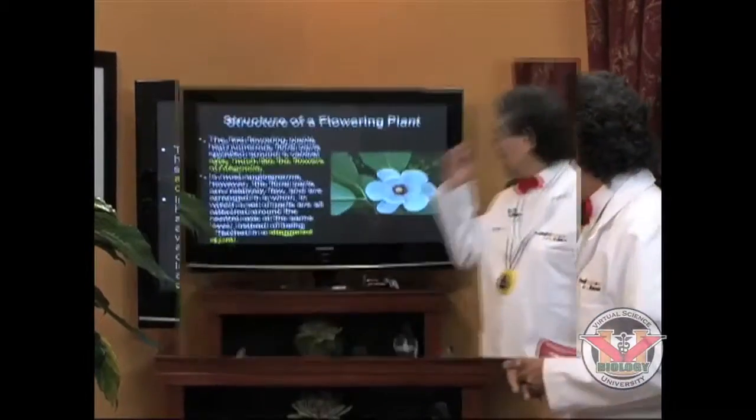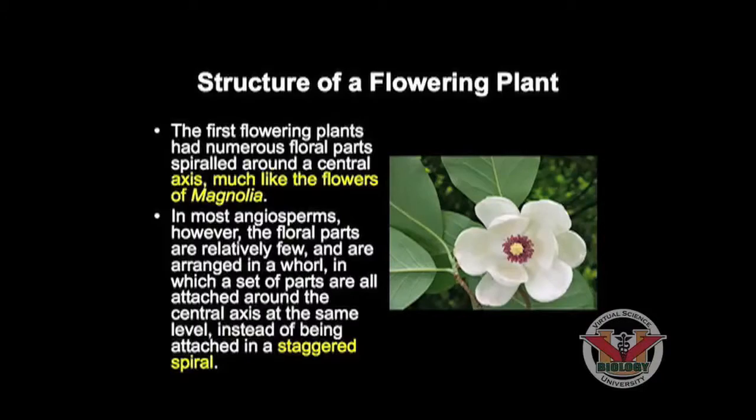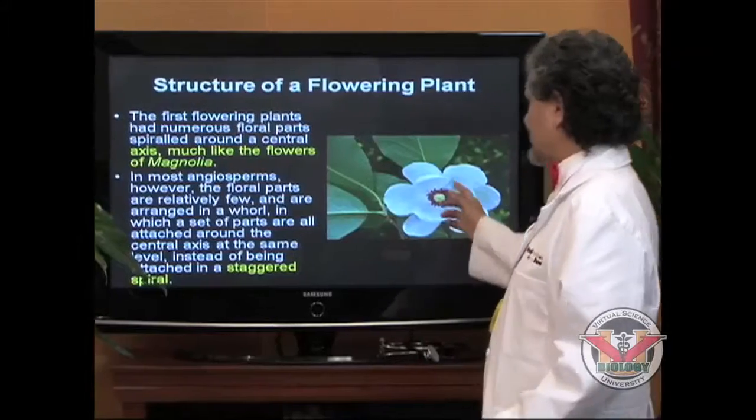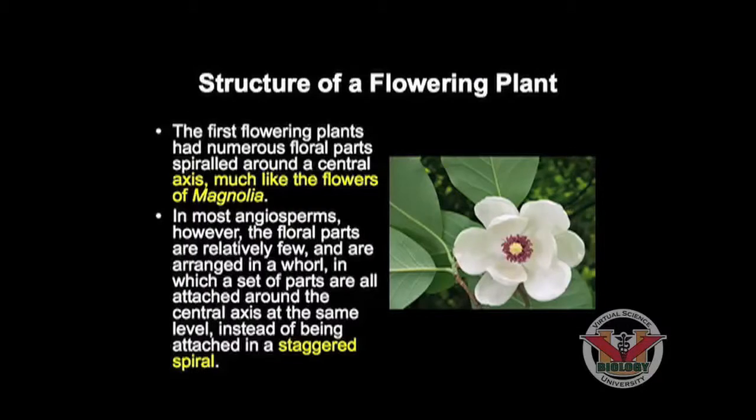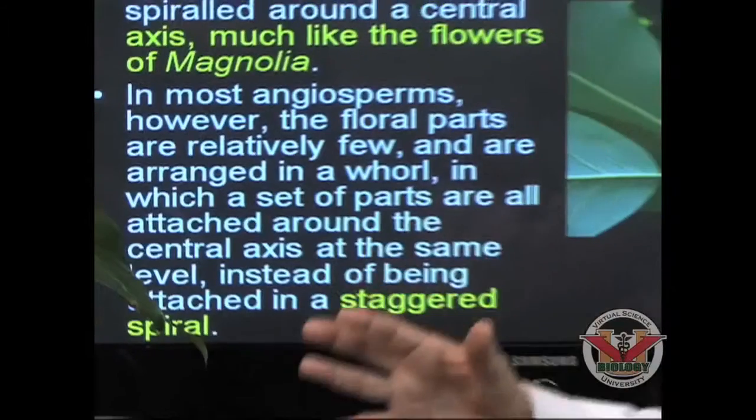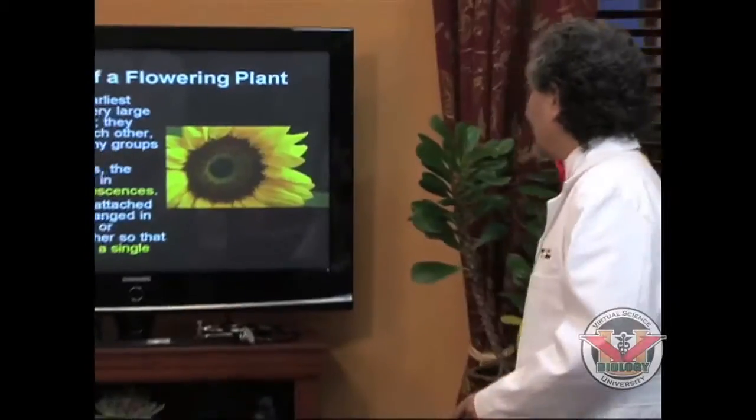Especially, you can see that very clearly. In the first flowering plants, numerous floral parts spiral around a central axis, very similar to this one here, much like the magnolia. In most angiosperms, however, the flower parts are relatively few and are arranged in a whorl, in which a set of parts are all attached around the central axis at the same level instead of being attached in a staggered spiral. That's very good for you to see.